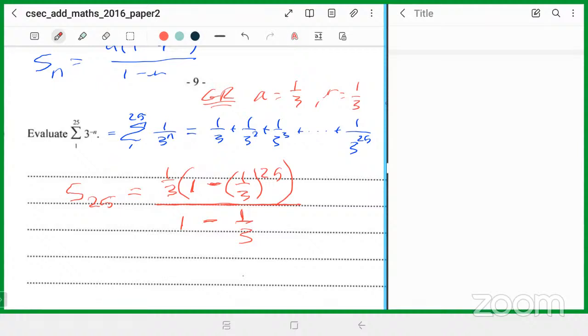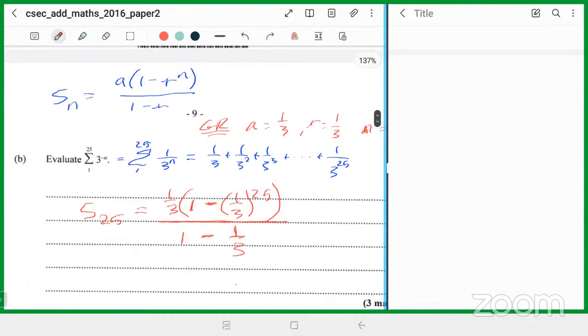Understand? You realize it's a GP based on what the values are. These values form a geometric series, and this is the sum of a geometric series: a into 1 minus r to the n over 1 minus r. You put this in the calculator and work it out. Let's put it in the calculator and see what we get.